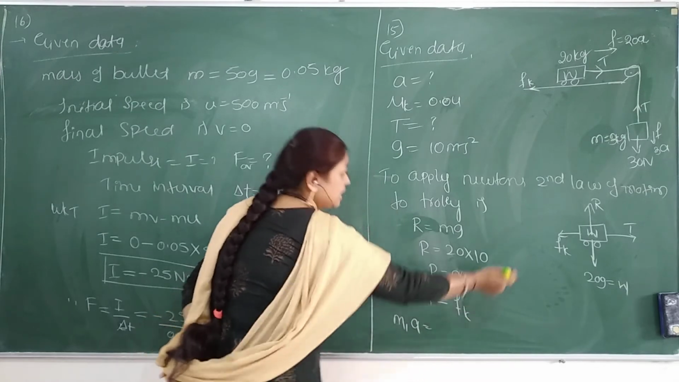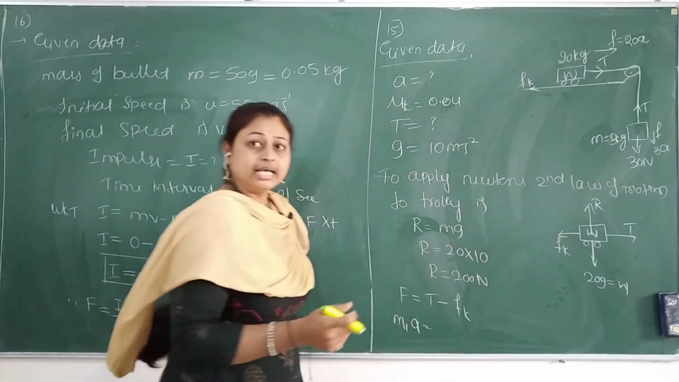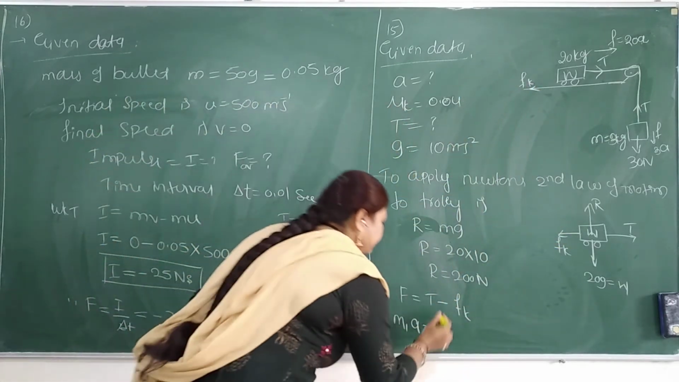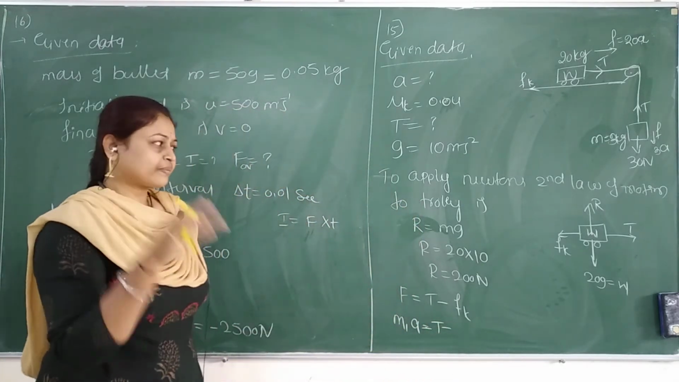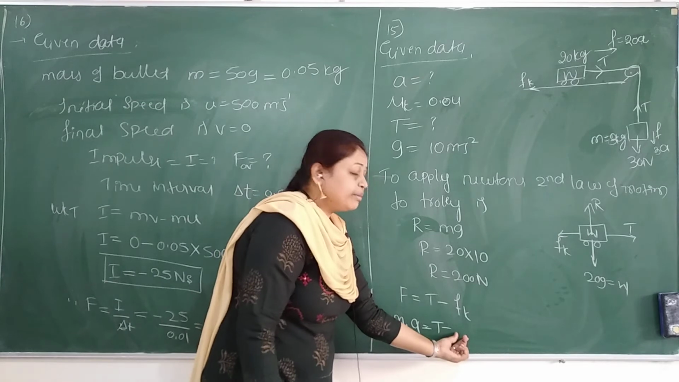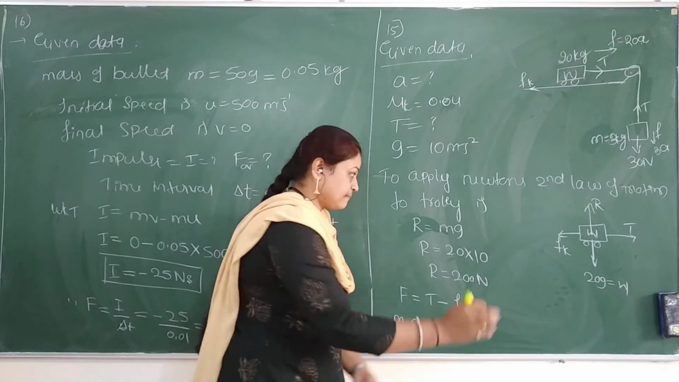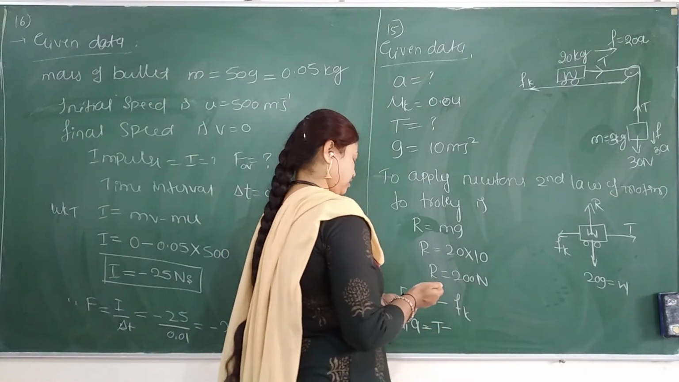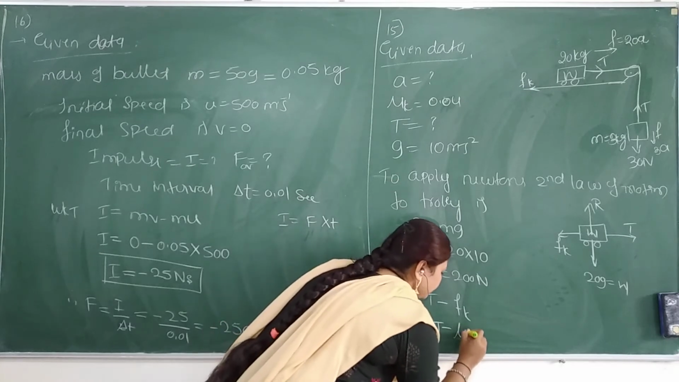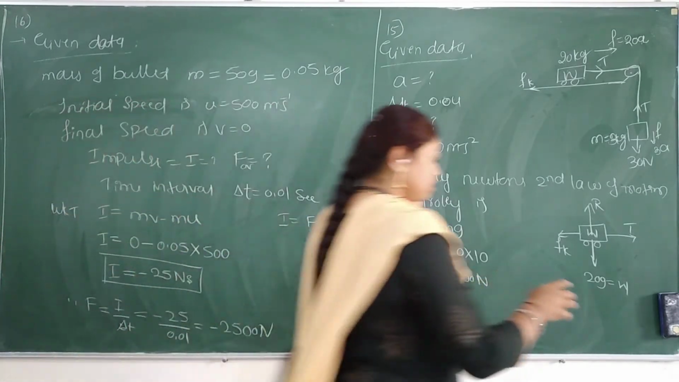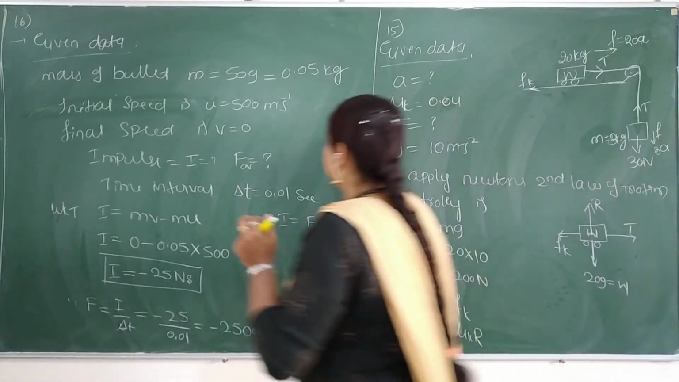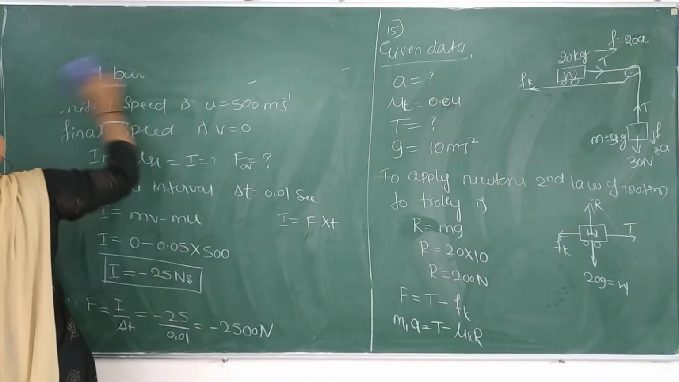M1A. Let us take the trolley mass as M1. M1A is equal to tension T minus Fk. Fk can be written as mu k into R. Step by step I am explaining slowly. So concentrate here, all of you.